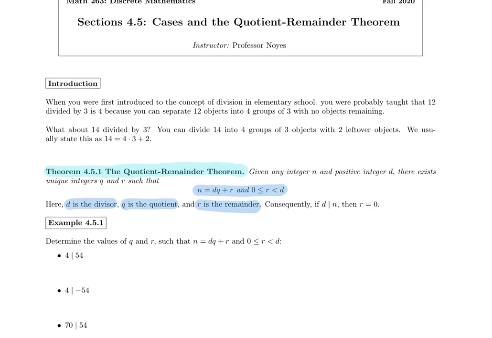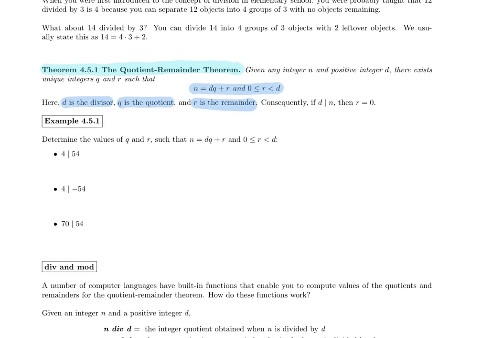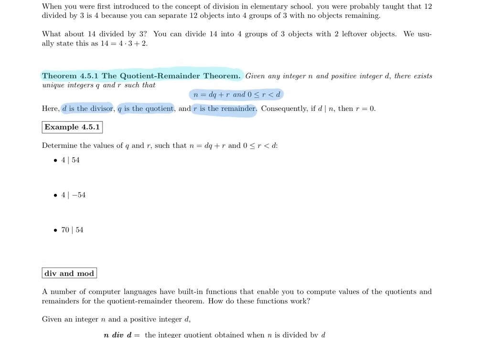So what does this look like in action? Well, let's look at a few values. If I ask you, does 4 divide 54? We would say, well, no, not evenly. But we can state this using the quotient-remainder theorem. So we're going to determine the values of q and r, the quotient and the remainder, such that n equals dq plus r, and r is between 0 and d.